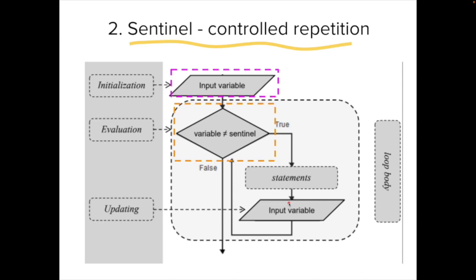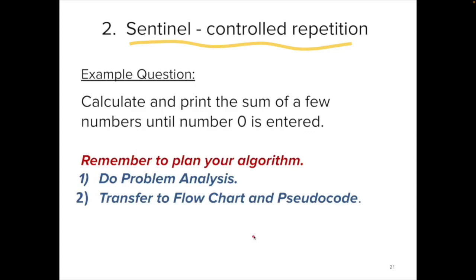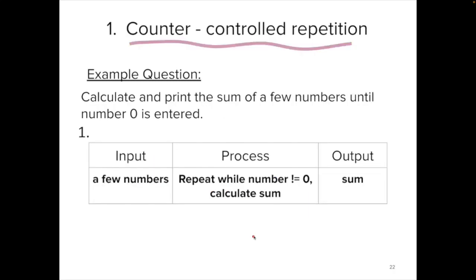Okay, ni saja tambah warna-warna. Jadi yang pink ni adalah initialization, yang orange ni evaluation, dan biru ni adalah updating. Okay, so let's say we have this one question. It wants us to calculate and print the sum of a few numbers until number 0 is entered. Again, mulakan dengan IPO chart. Kita tahu input ni a few numbers because we don't know how many numbers kita nak masukkan. And then our process will be repeat while number is not equals to 0 and it will calculate sum. Dan output kita adalah sum.